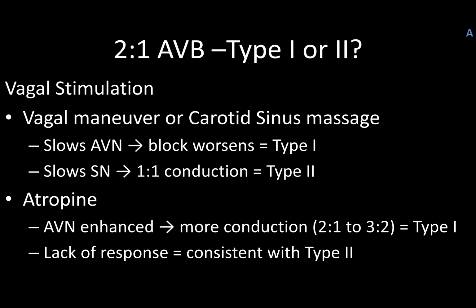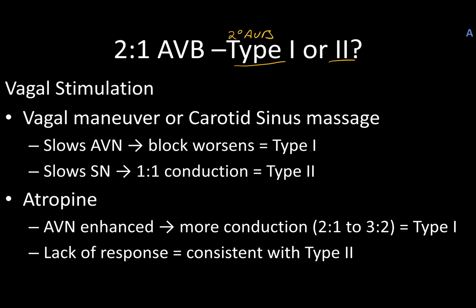All right, advanced class. This is in here not because I'm trying to trick you, but simply because I want you to think about the world in a little bit larger light. You have a 2-to-1 conduction ratio. Just by looking at that alone, can you tell if it's Type I or Type II second degree block?